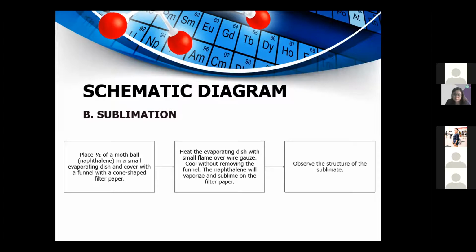Next is the sublimation. Place 1/2 of a mothball in a small evaporating dish and cover with a funnel with a cone-shaped filter paper. Then heat the evaporating dish with a small flame over the wire gauze. Cool without removing the funnel. The naphthalene will vaporize and sublime on the filter paper, and then observe the structure of the sublimate.